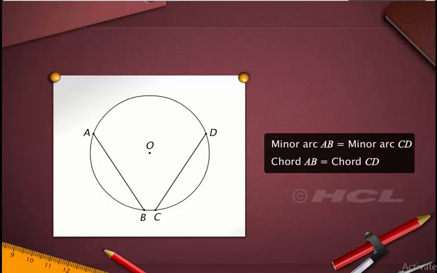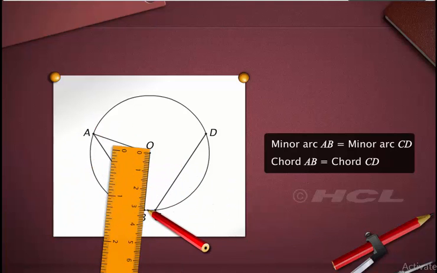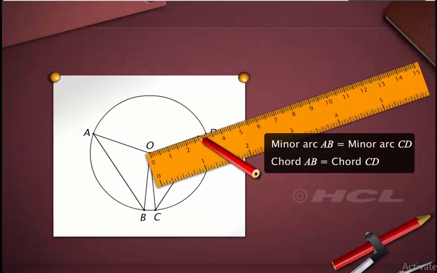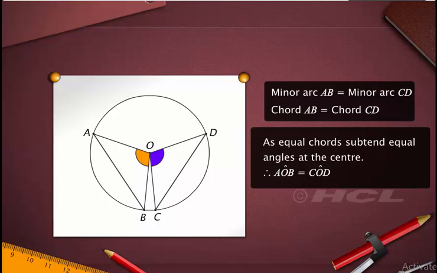Now, from the center of the same circle, let's draw radii OA, OB, OC and OD. Here, the chord AB subtends angle AOB at the center, and the chord CD subtends angle COD at the center. We know that equal chords subtend equal angles at the center. Therefore, angle AOB and angle COD are equal.